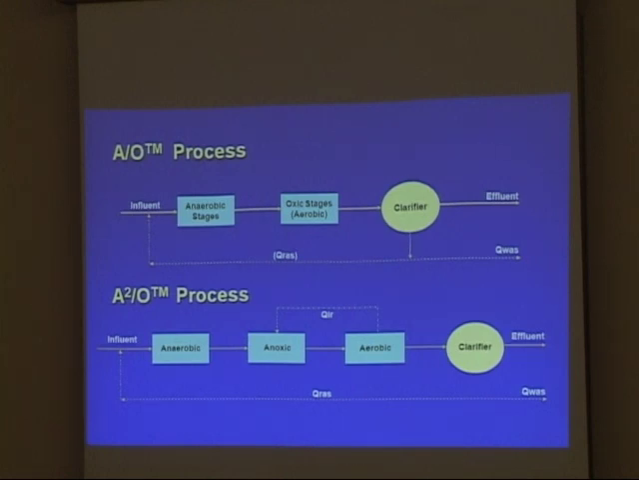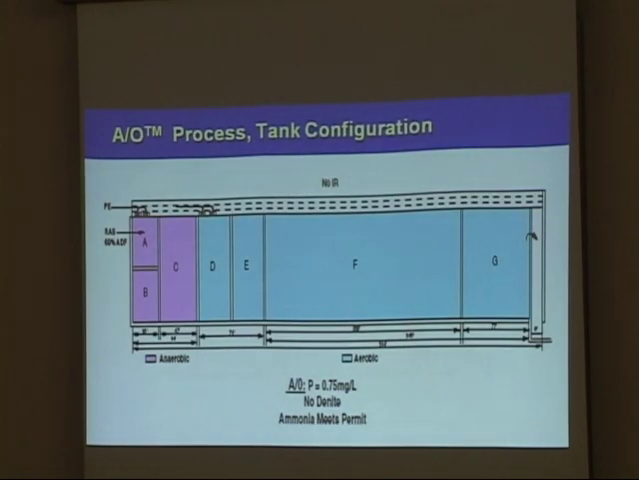The A²O process takes it one step further. You've added another A to it. You basically have an anoxic stage following your anaerobic stage, and you now have internal recycle being used. So if you were operating the AO process at this plant, as you currently are, you would have A, B, and C in the anaerobic mode, and then D, E, F, and G are aerobic, and there's no internal recycle occurring.